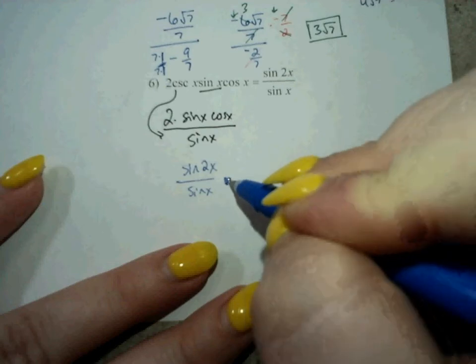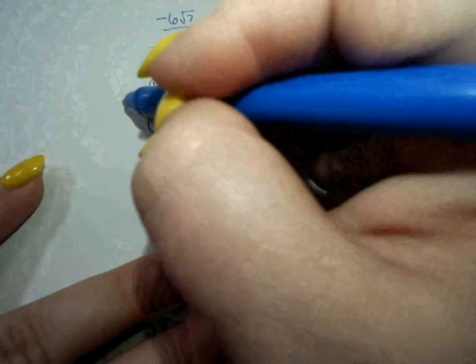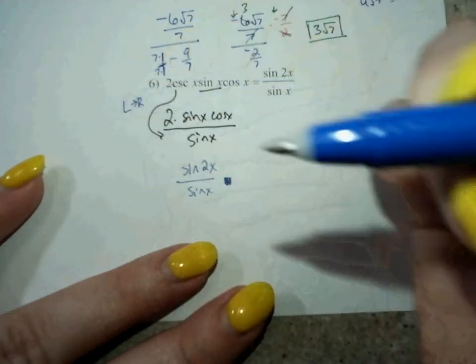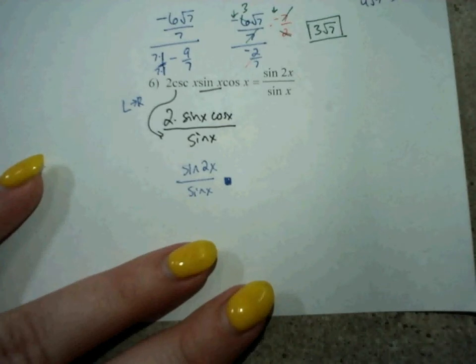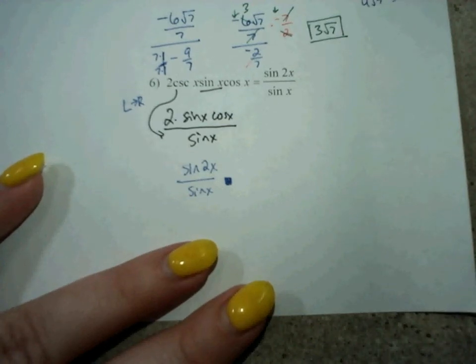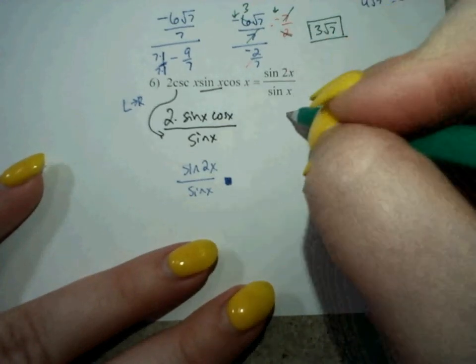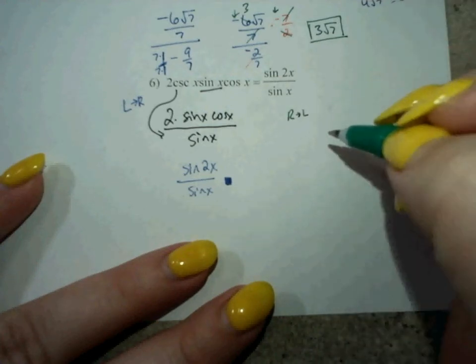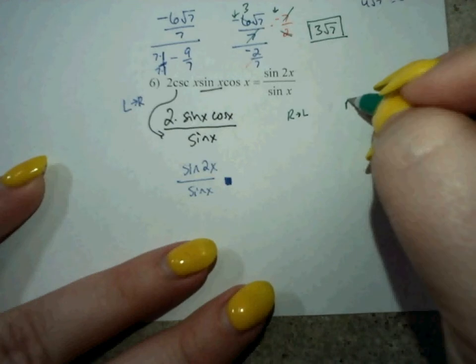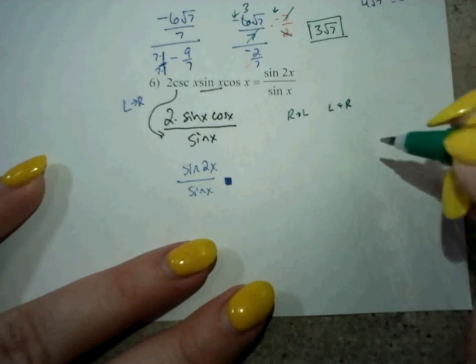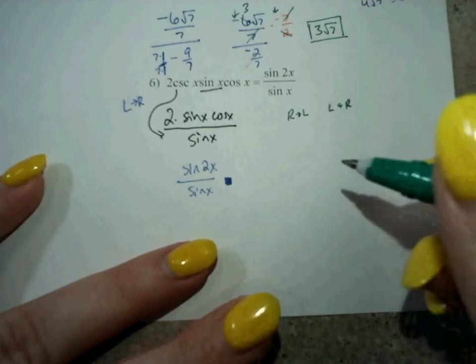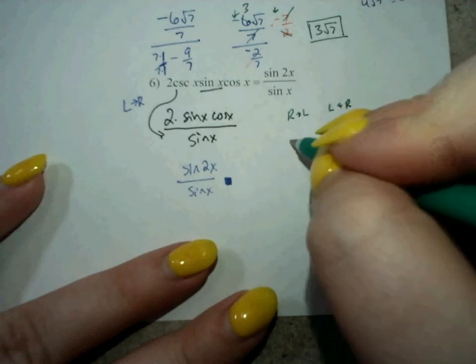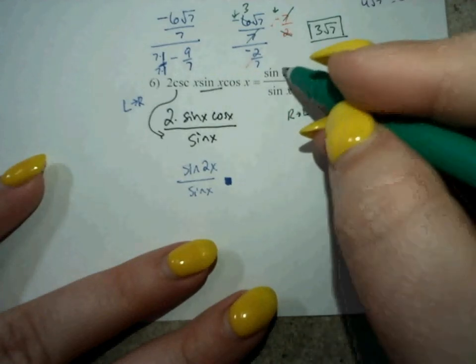And if you wouldn't mind, guys, start putting out to the side which direction you're going. You're going left to right, or you're going right to left. So that'll help me figure that out. Okay, now let's go right to left. Okay, so I'm going to start with sine of 2x over sine.